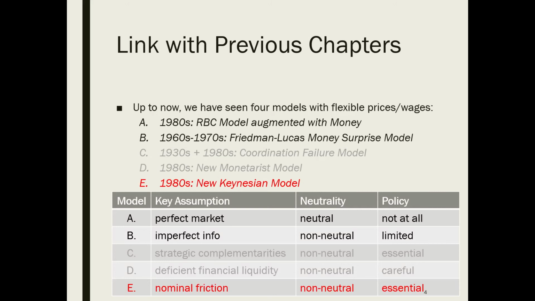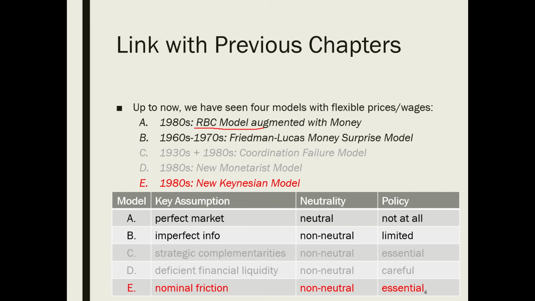So let's address the first learning objective to see where we are so that it can help you to understand why we have new Keynesian models. There are 5 influential business cycle models up to now. I mark them as A, B, C, D, and E. Okay, the first model we have encountered in the previous chapter is the RBC model augmented with money.